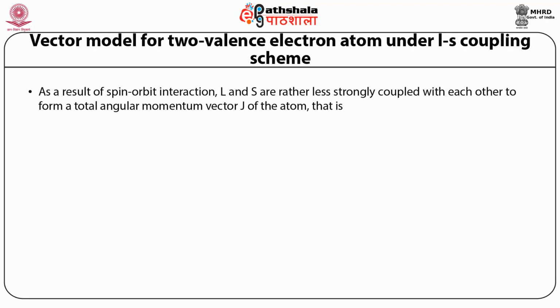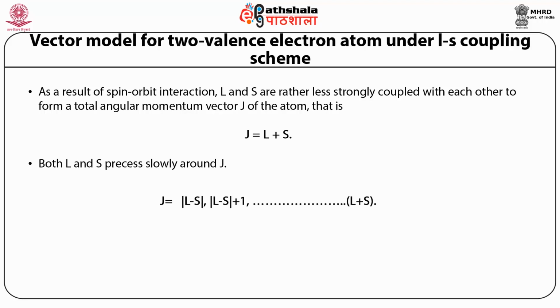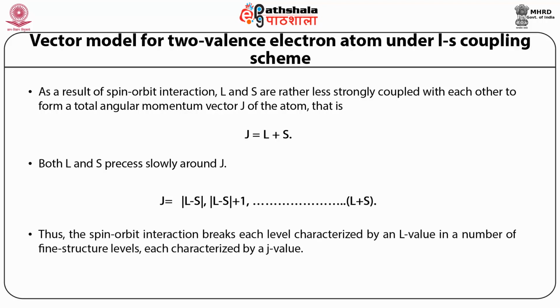As a result of spin orbit interaction, L and S are rather less strongly coupled with each other to form a total angular momentum vector J of the atom, that is, J is equal to L plus S. Both L and S precess slowly around J. The quantum number J can take the values J = L - S, L - S + 1, ..., L + S. Thus, the spin orbit interaction breaks each level characterized by an L value into a number of fine structure levels, each characterized by a small j value. The collection of fine structure levels is known as a multiplet.